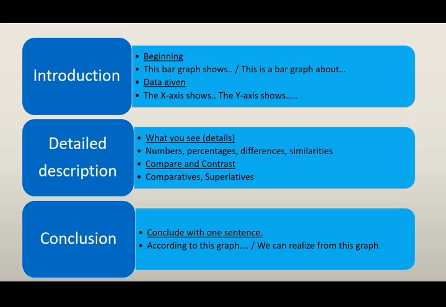In the beginning, you have to write a small introduction about the graph.